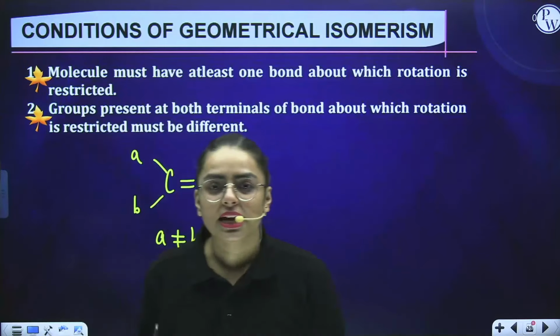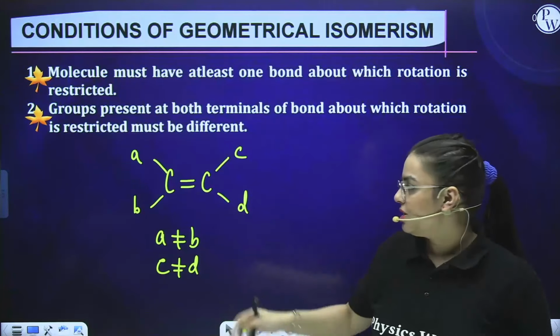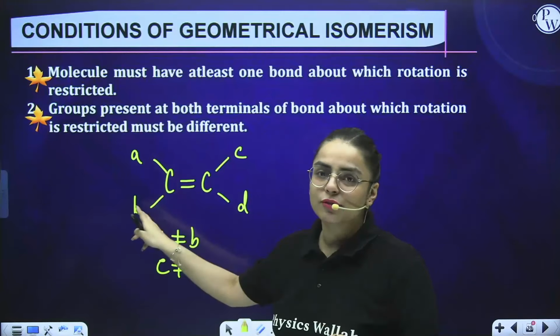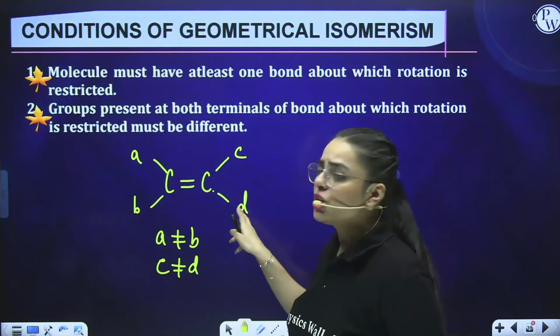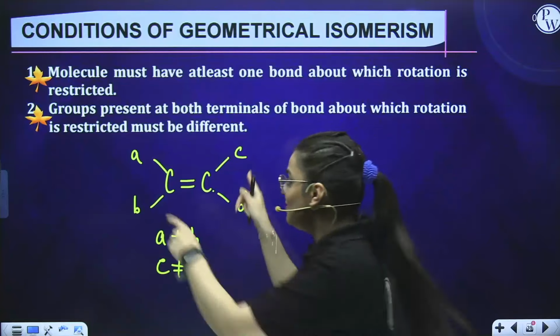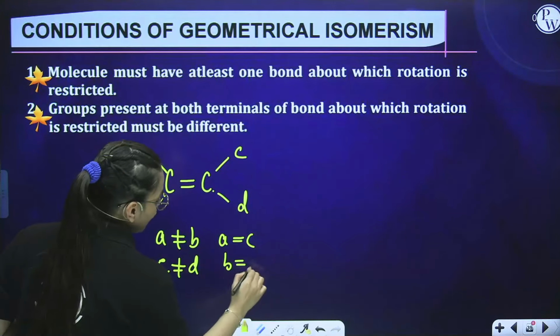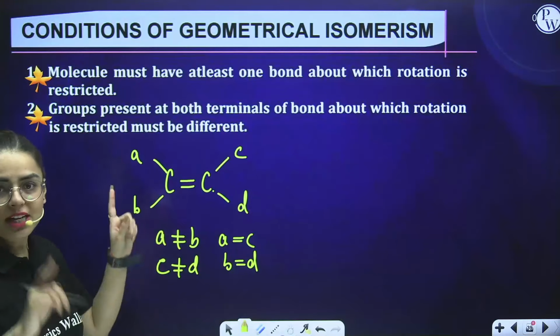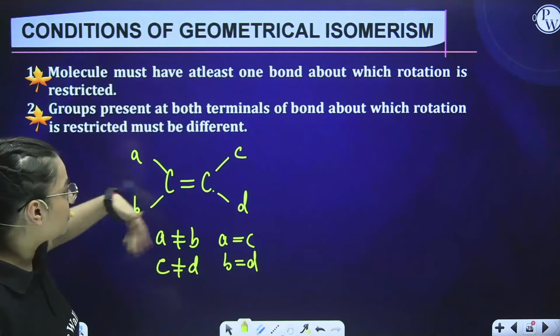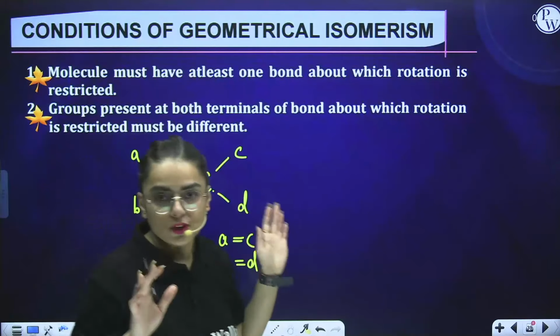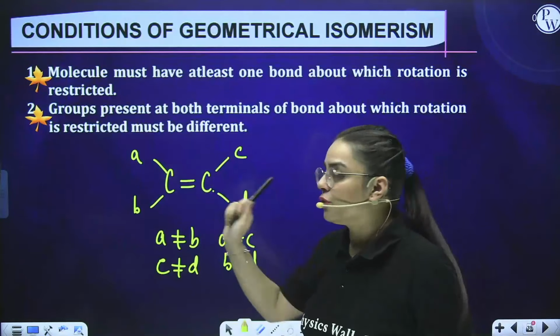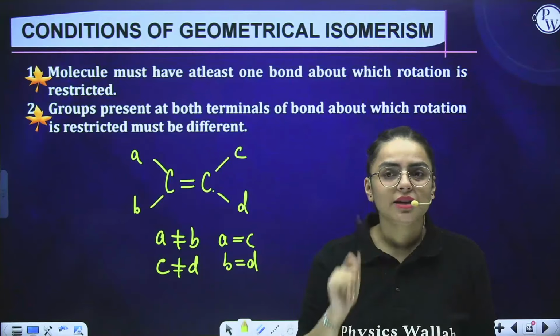Individually you need to see, individually across the double bond. Kindly see this carbon, it should contain different groups. Kindly consider this carbon, it should contain different groups, but these two can be same. A and C can be same, B and D can be same, but individually we need to see the groups should be different. These two should be different, these two should be different. Don't get confused that these should be different. No, individually you need to see.